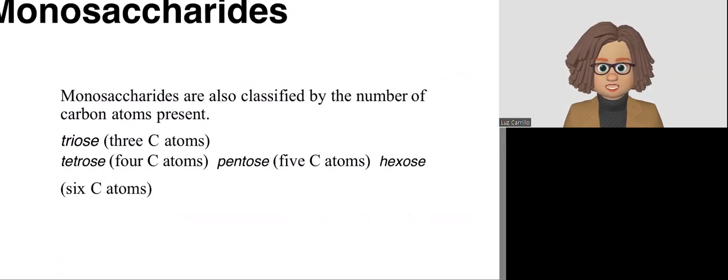If your monosaccharide has 5 carbon atoms, it's known as a pentose. If your monosaccharide has 6 carbon atoms, it's known as a hexose. Based on your knowledge of prefixes, try to predict what would be the numbers, or the names, I should say, for monosaccharides that have 7 carbon atoms and 8 carbon atoms.